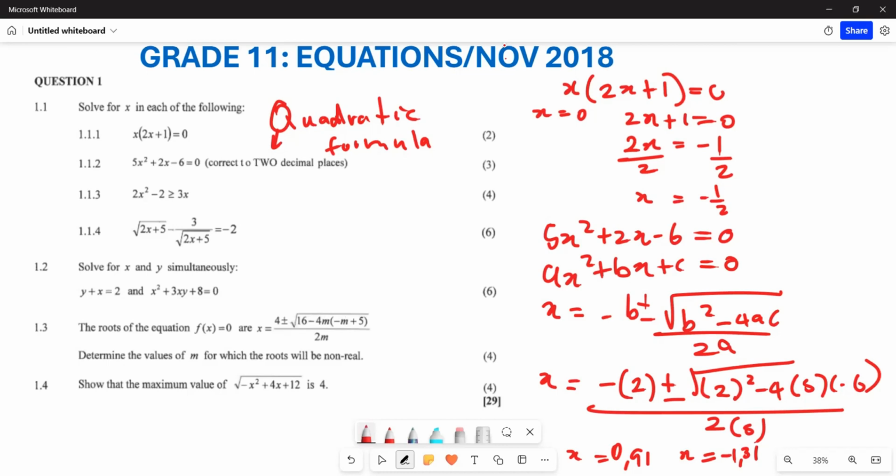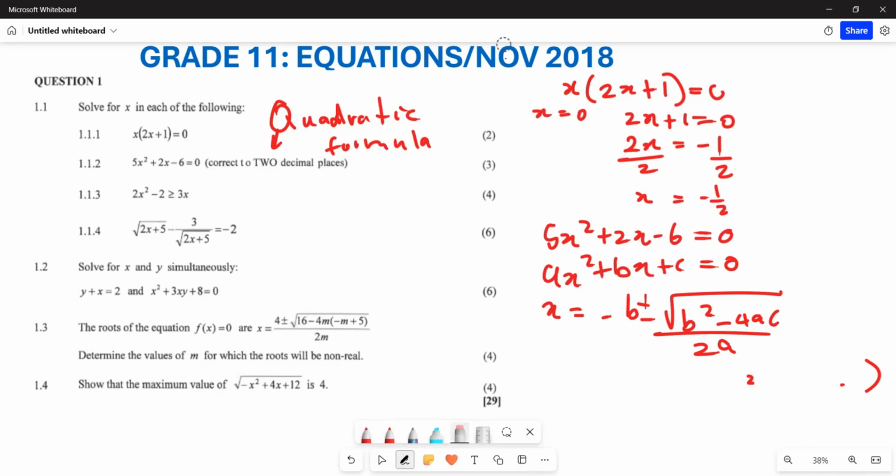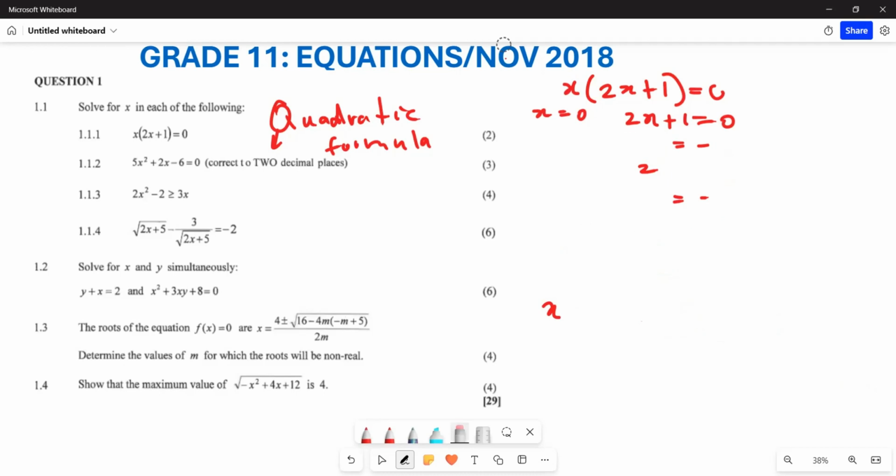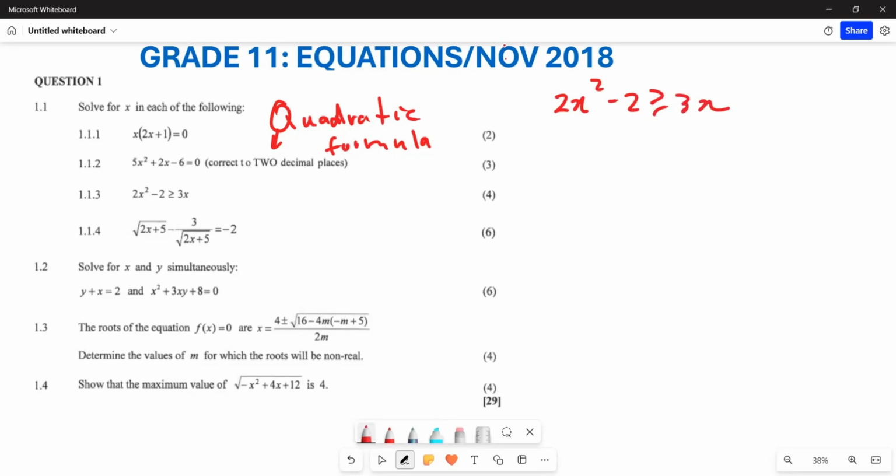Then let's move swiftly along to 1.1.3. Let's make up our space here so that we can write that. Here you are given 2x² - 2 ≥ 3x. The first thing you can do is transpose the 3x to this side, so this is going to be 2x² - 3x - 2 ≥ 0.